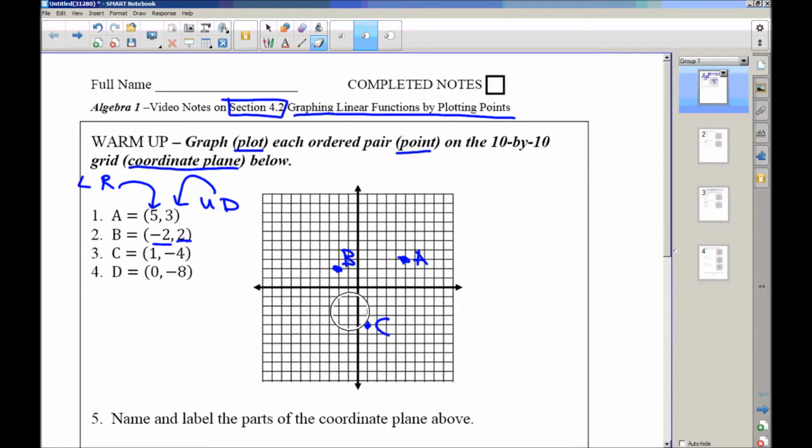Notice each one of these points I started by going to the origin. That's why it's called the origin. That's the beginning. Okay. 0, negative 8 is 0 left to right and then 8 down. So that's point D. Okay.